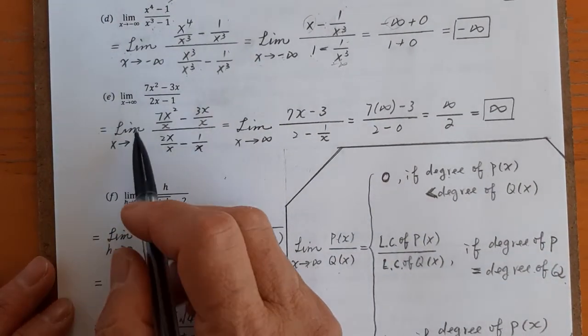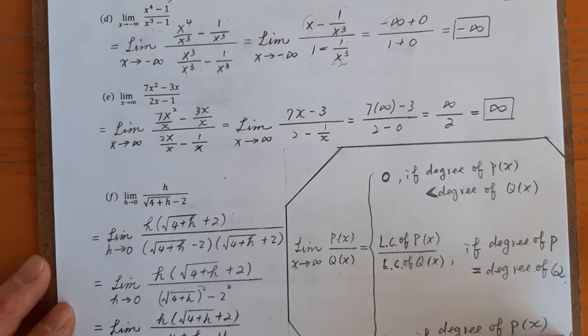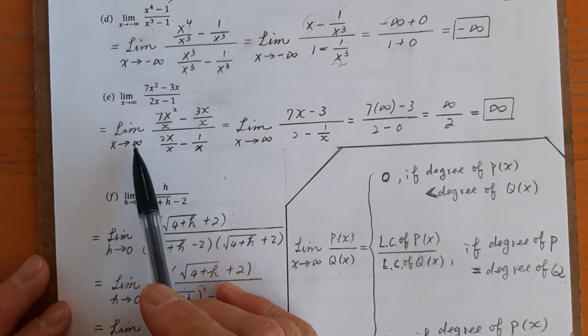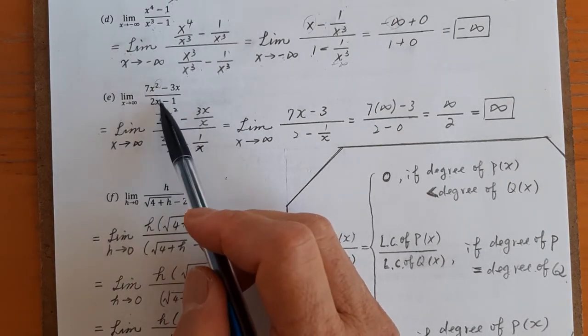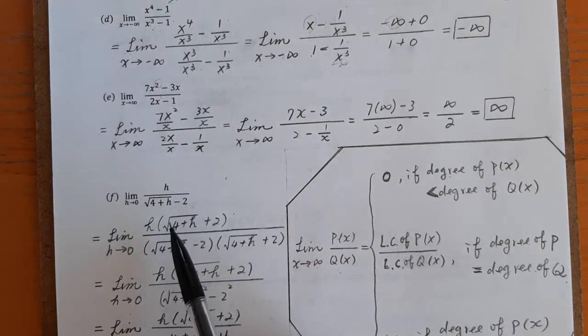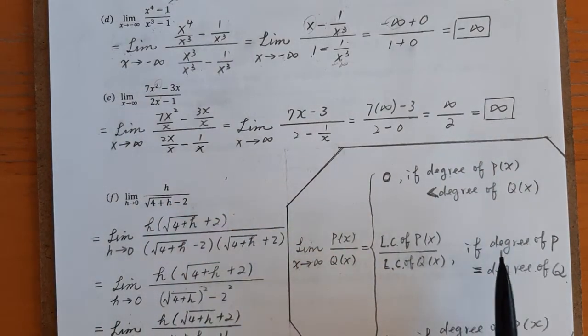And the next question, the previous one D is approach to negative infinite, E is approach to positive infinite. Numerator degree is 2. Denominator degree is 1. Then the answer will be infinite. Positive or negative?